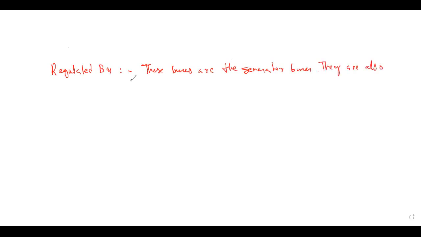Sir, voltage and angle is done by the slack bus, right? Voltage and angle is slack bus. This is a regulated bus. These buses are the generator buses, and they are also known as voltage controlled buses.